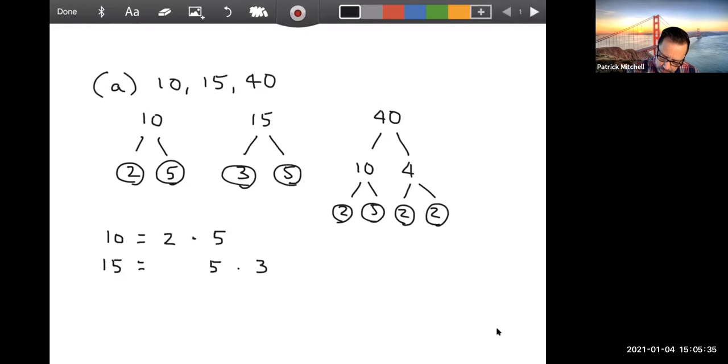Now the 40 broke down into 2 times 5 times 2 times 2. I'm going to write that 2 as 2 to the 3rd, and I'm going to put it under the other 2. And then the 5 will go under the other 5s.